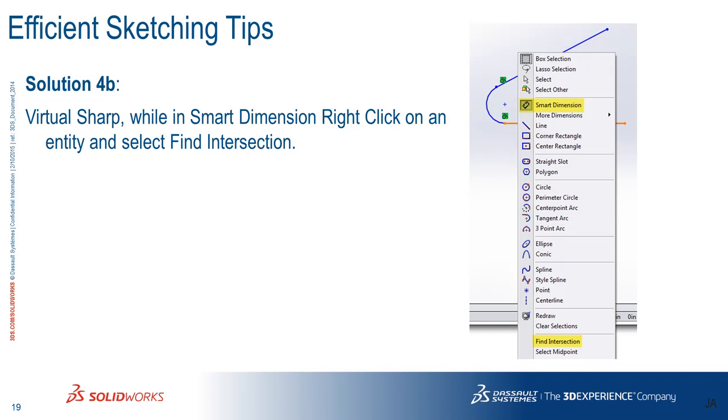The other way of doing this is if you're already in the dimension command. So if you're in Smart Dimension, there's a Find Intersection option there. It allows you to pick both the lines, and it'll create the virtual sharp for you on the fly as well. So as with a lot of things inside of SolidWorks, there's always more than one way to get the job done. And that's kind of what we're here to show you.